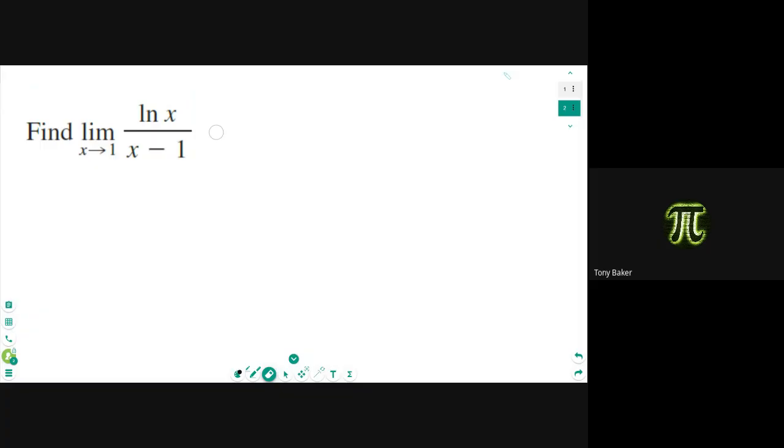Same concept. Plug your number into it. What is ln of 1? That is 0. And 1 minus 1 is 0. So now I have 0 over 0. I can't factor. Is there any algebra that I could do to possibly simplify this down?